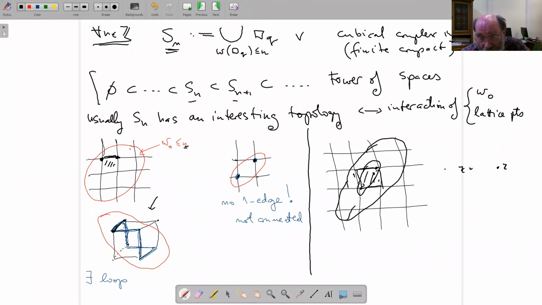Let's do it this way. Oh, sorry. This is born a new component which is not connected with that one. So here I will have somehow that this is my Sn. In Sn plus 1, some components will merge. Even just looking at the connected components can be very interesting. So they merge, but some new components are created, and this is exactly the U action.